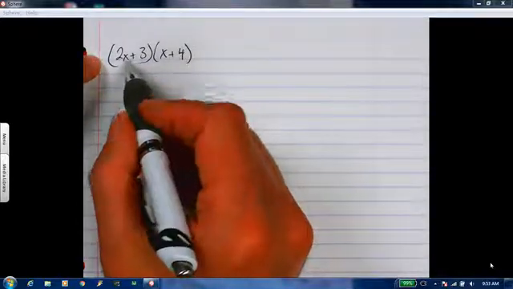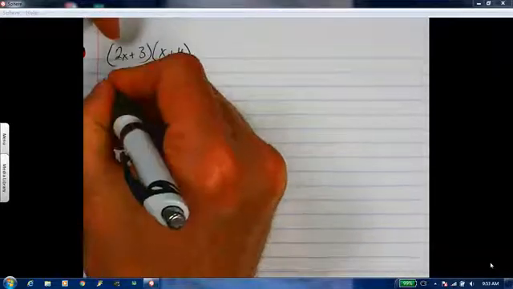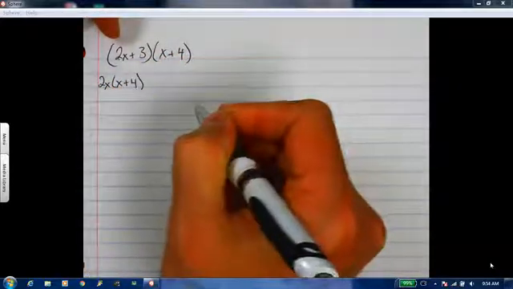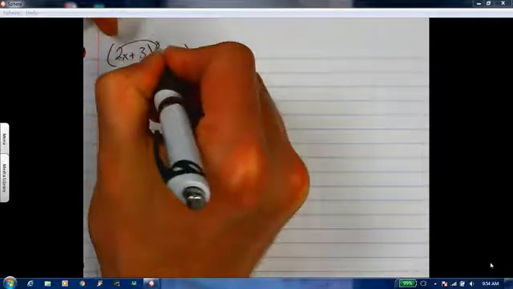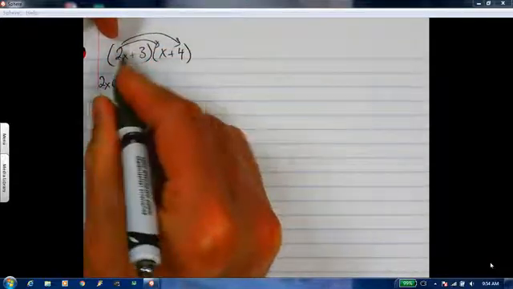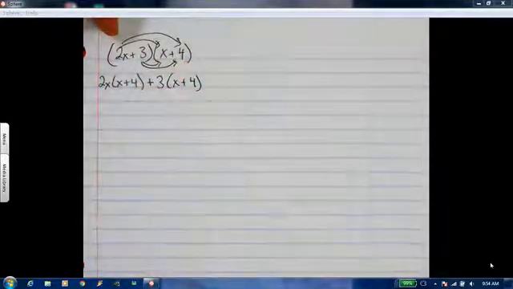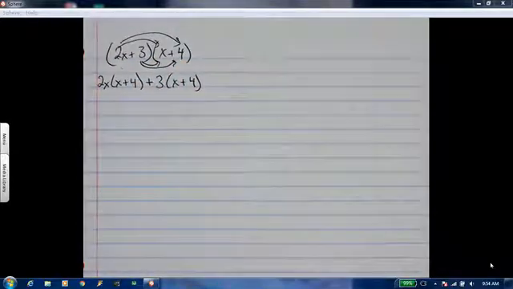Now, FOIL is what I call a double distribution. You have a 2x, you have to take 2x times x plus 4. Okay, so that's the first and the outside, you see that? 2x times x plus 4 plus 3 times x plus 4. So inside and last. So it's a double distribution.